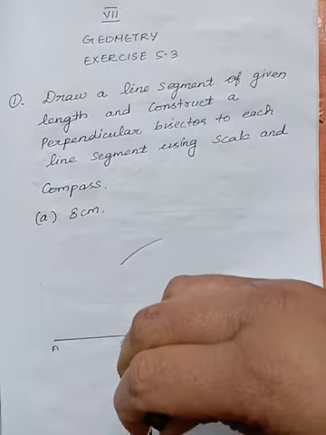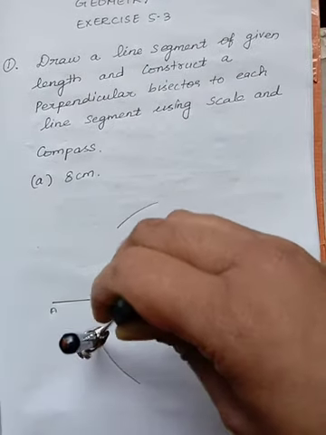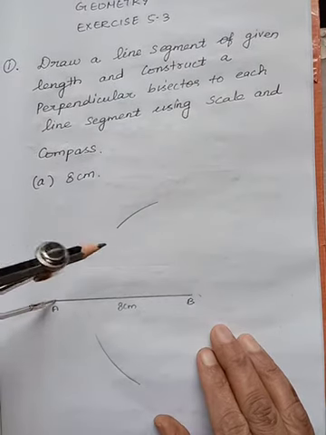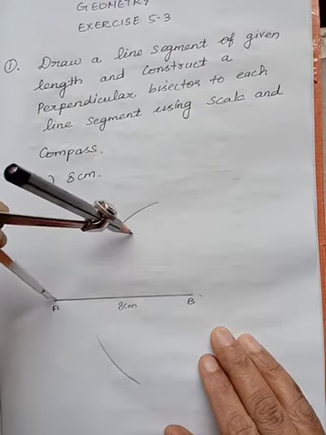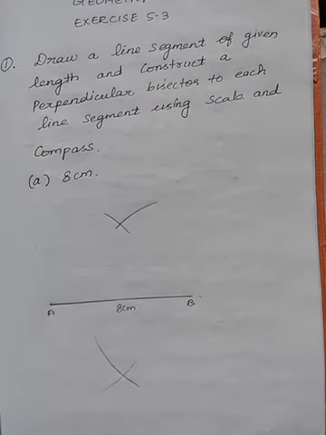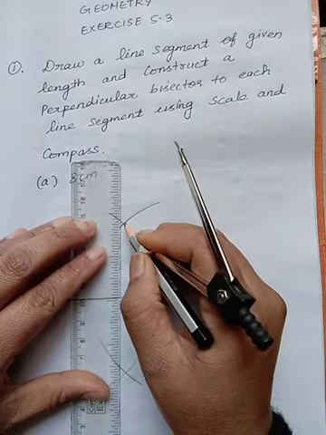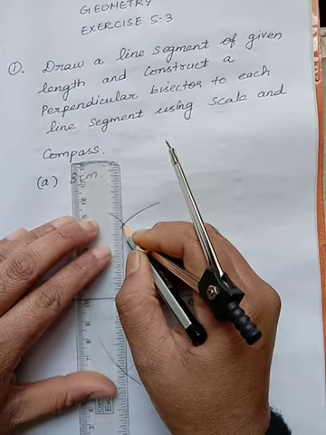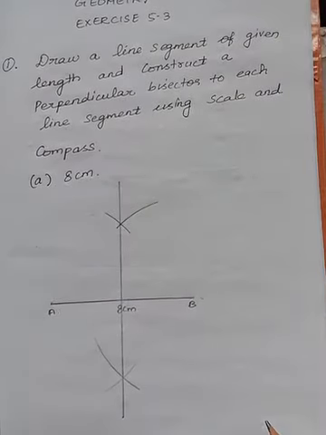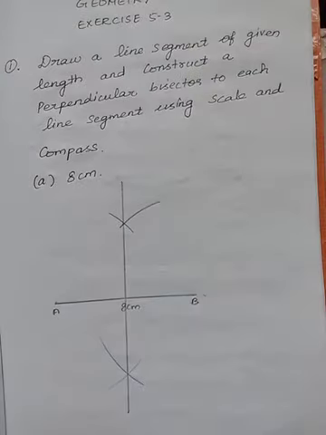We'll cut an arc up and down. Once again, we'll cut another arc. We'll place the compass in A and we'll cut another arc. Now we have drawn two arcs. Now we'll join the two arcs. So this is the center portion. We'll join the arcs. This gives you the perpendicular bisector of the line 8 centimeter.